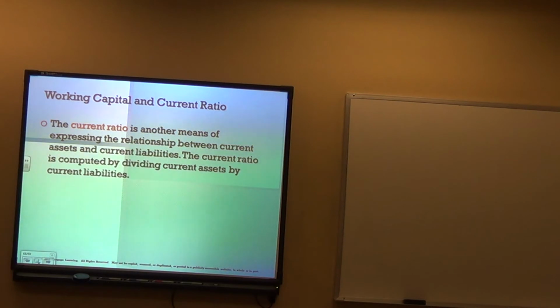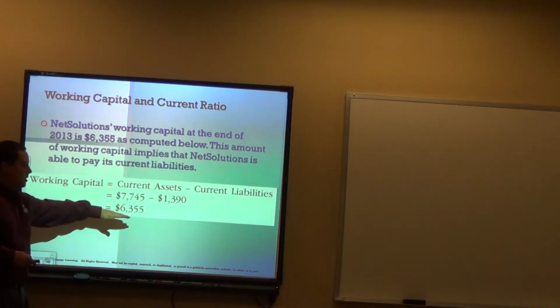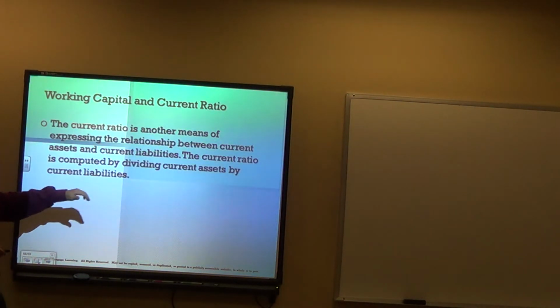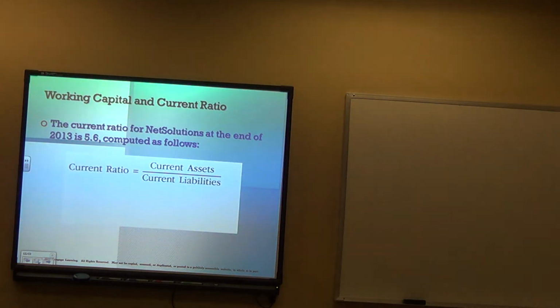So the current ratio, and when you hear the word ratio, it's usually a number over another number. That's what you're going to be taking a look at. When you're looking at working capital, it's basically the amount that we have. The ratio is another means of expressing the relationship between current assets and current liabilities. That's what the current ratio is. So basically, it's current assets divided by current liabilities.